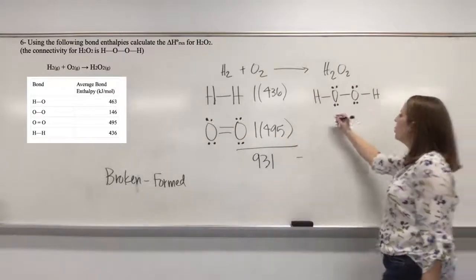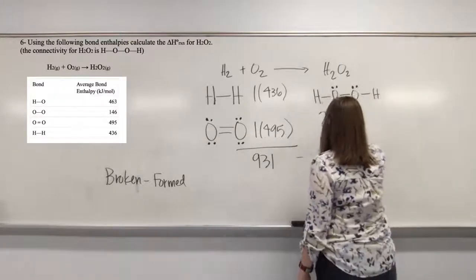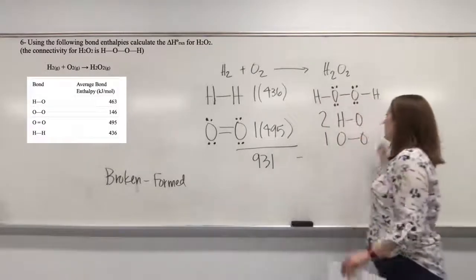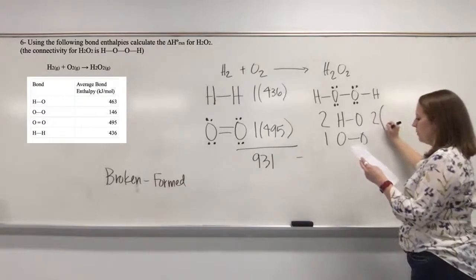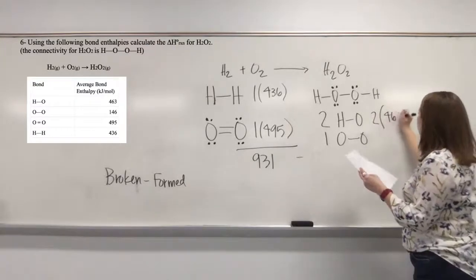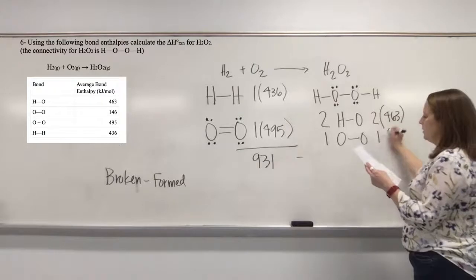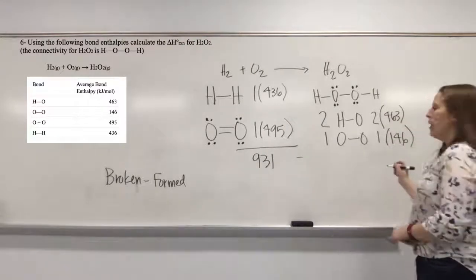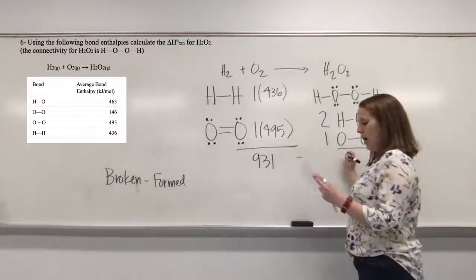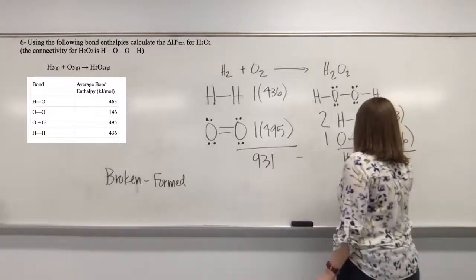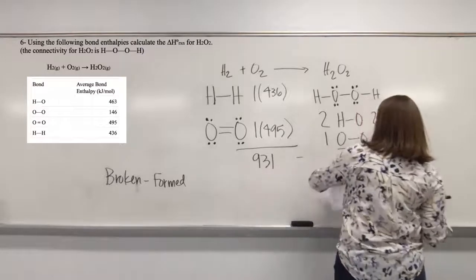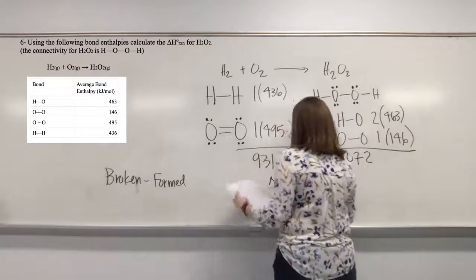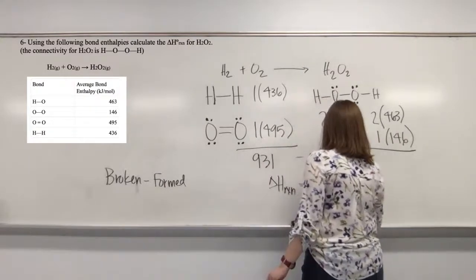So over here we have two HO bonds and one OO single bond. So this will be 2 times 463 and 1 times 146. When you add those up, we get 1072. So broken minus formed gives us a delta H reaction of negative 141 kilojoules.